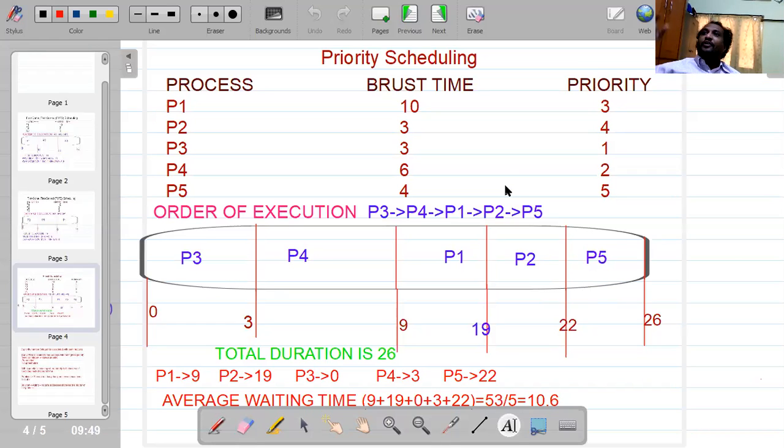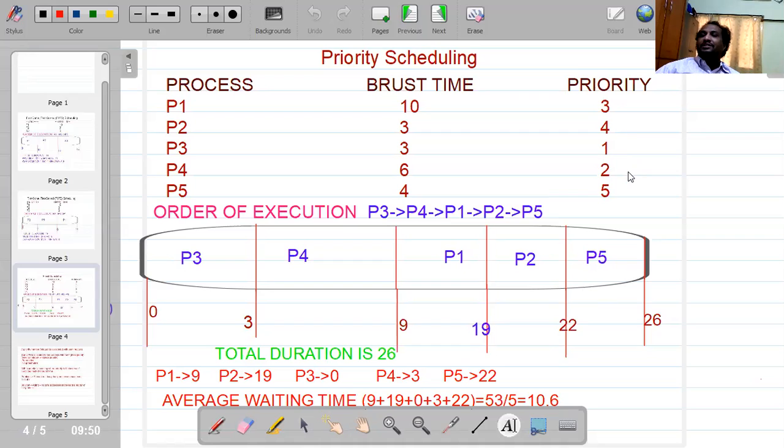So when new processes come, P2's priority, which is 4, will be automatically reduced to 3, the previous level. Again, a new process comes, P2's priority, which is 3, is reduced to 2. Like that, the processes which are waiting will also get a chance to execute.